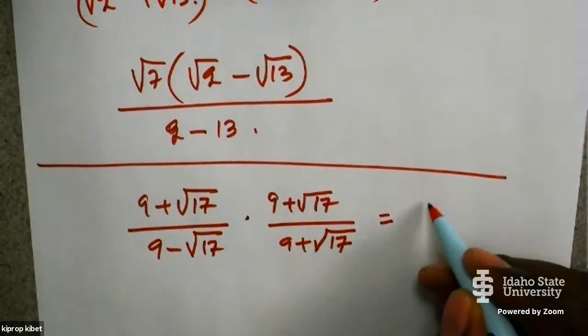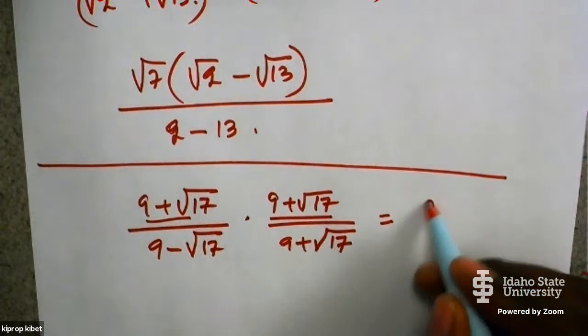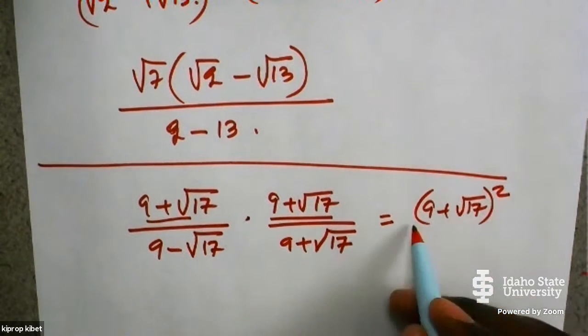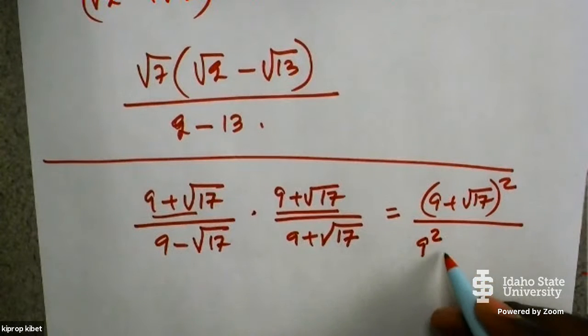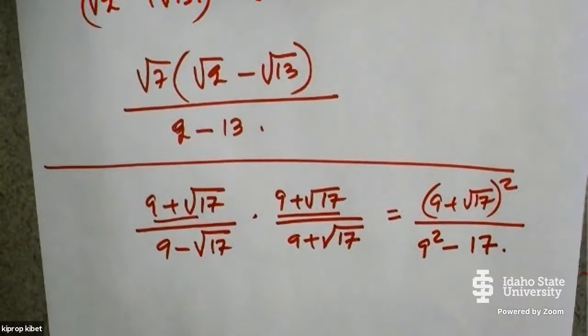Which will now be, so these and these are similar, right? So it is 9 plus the root of 17 squared, all over what? The below one is a difference of 2 squares. So it will be 9 squared minus 17. 9 squared minus 17.